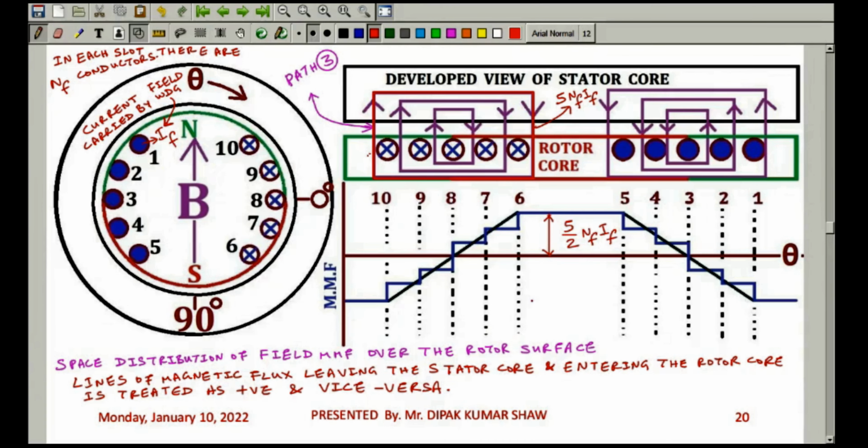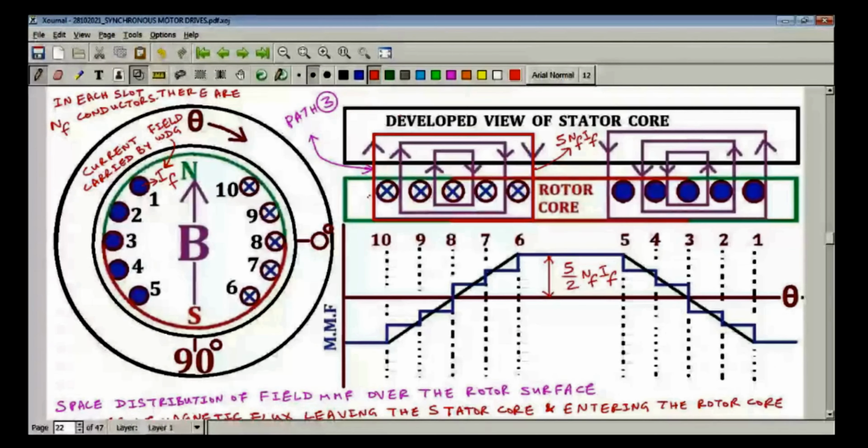So that way we can obtain this kind of M.M.F distribution. Now you see it is trapezoidal in nature. It is far from sinusoidal. But we can apply Fourier series expansion and approximate this by a sinusoidal waveform like this. Let me plot it. So the actual space distribution of M.M.F is trapezoidal.